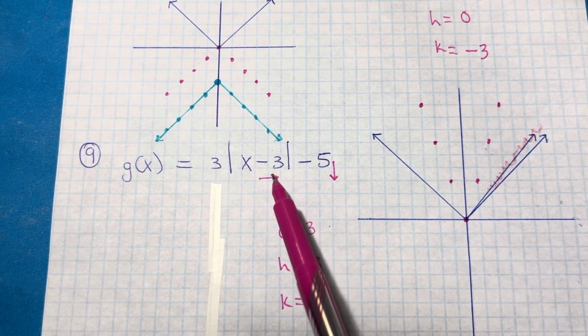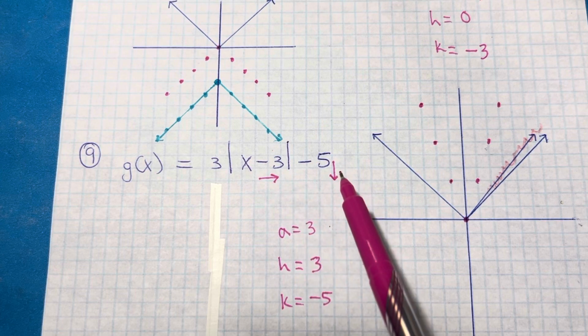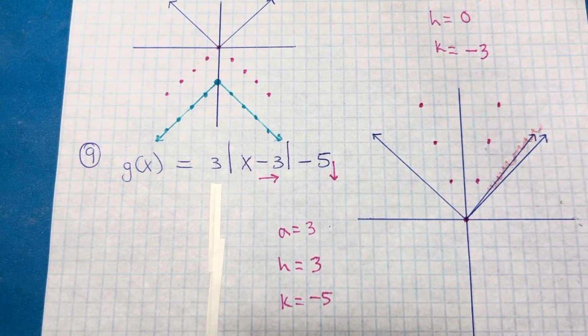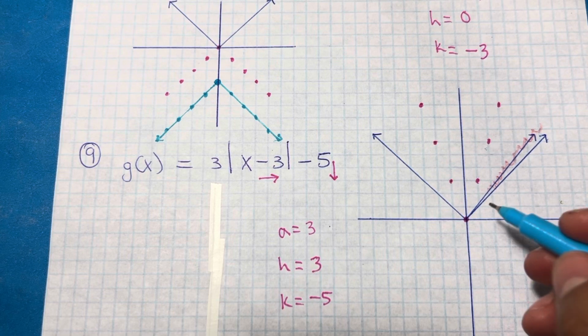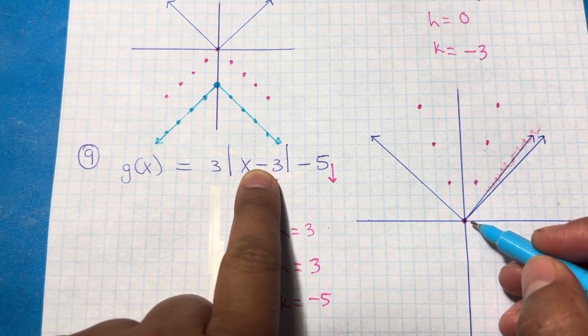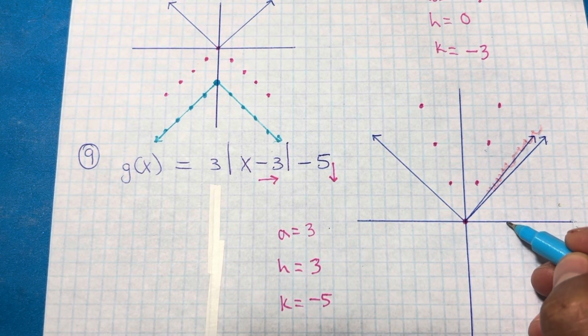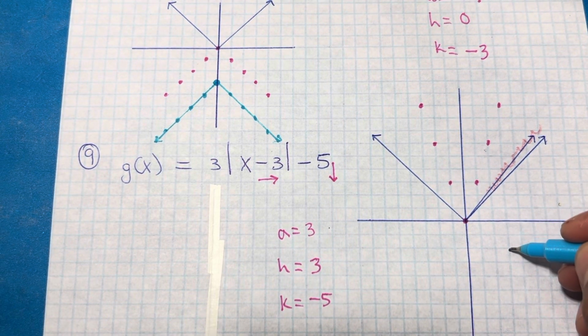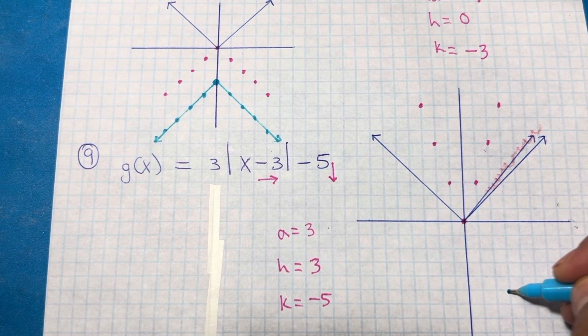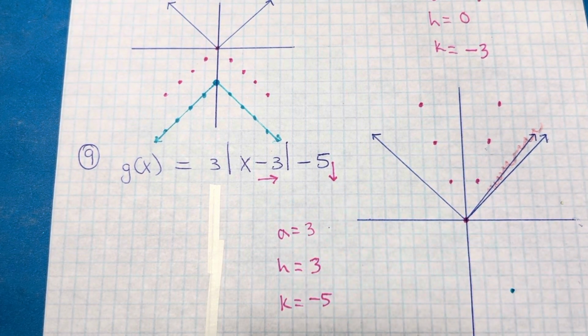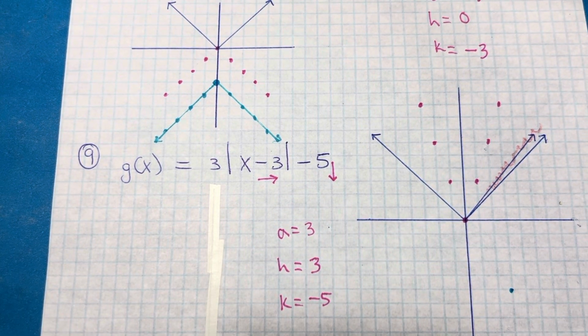However, it says move 3 spaces to the right and 5 down. For every point, I'm going to move 3 spaces to the right. The opposite, instead of going to the negatives, is going to the positives. So 1, 2, 3, and 5 down: 1, 2, 3, 4, 5. Those translations you can do at the same time for both, okay?